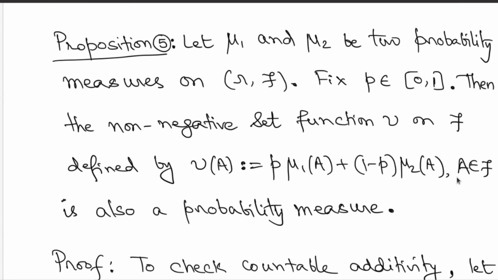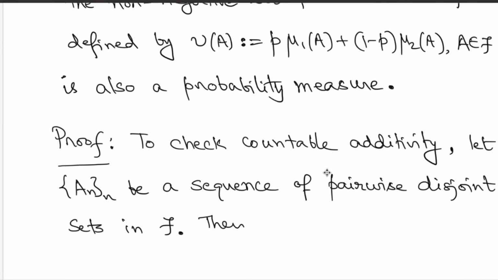So let's quickly check this out. By definition, nu of A is non-negative. Why? Because p and 1 minus p both are non-negative, and mu1 and mu2 are probability measures. In particular, mu1 of A and mu2 of A both are non-negative. Therefore this combination is non-negative, so nu is a non-negative set function. That's not a problem. But let's try to check the countable additivity.